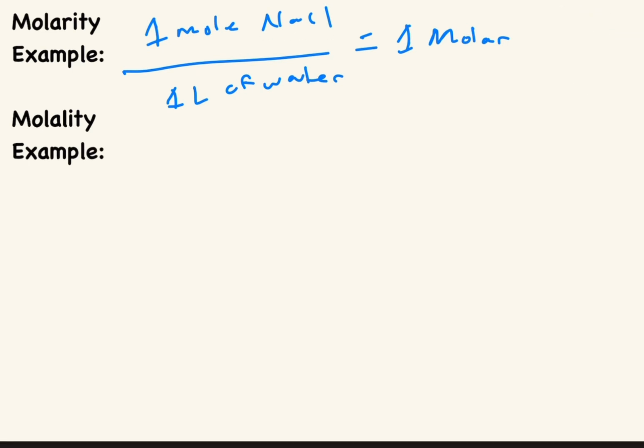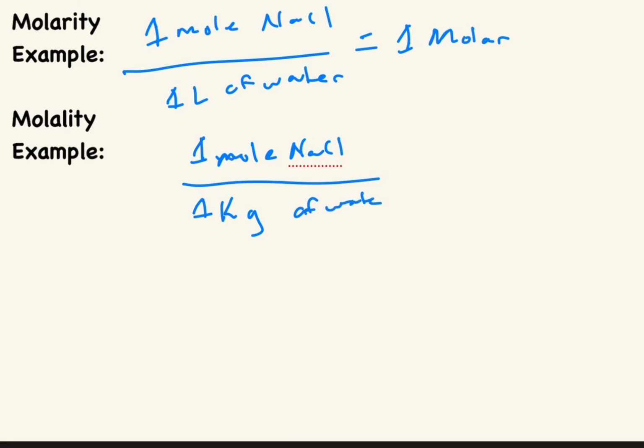So yeah, just 1 molar, right? And then for molality, it's simply 1 mole of NaCl. And in this example, because it's molality, you would use kilograms, 1 kilogram of water. And that would give you 1 molal, spelled M-O-L-A-L.